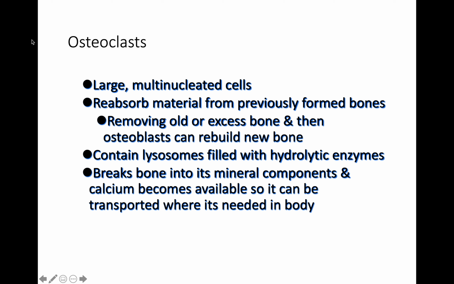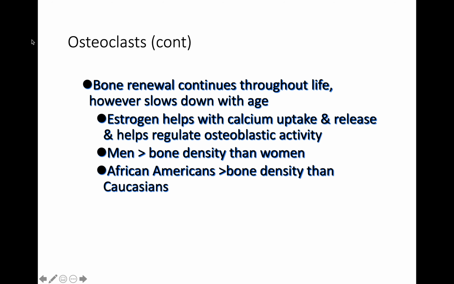Osteoclasts, on the other hand, are large multinucleated cells. They reabsorb material from previously formed bones, so they remove old and excess bone. And then osteoblasts can rebuild new bone. They contain lysosomes filled with hydrolytic enzymes. And again, lytic, we know that a prefix or suffix with lysis means a breakdown. Breaks bone into mineral components, and calcium becomes available so that it can be transported where it's needed in the body, and then the old bone just is gone.